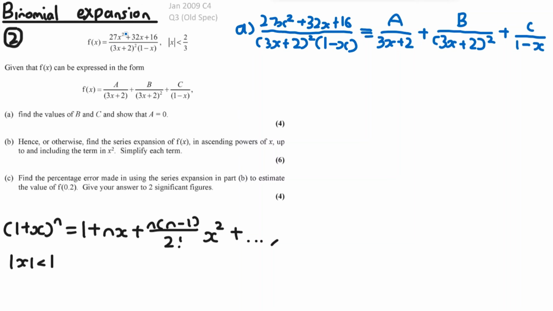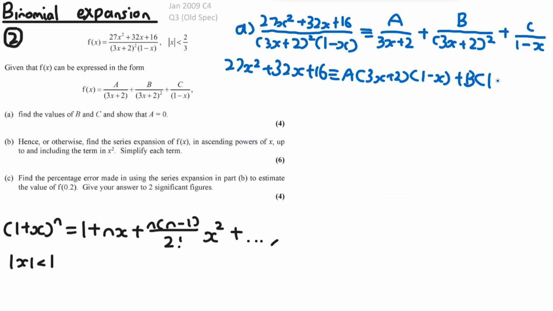So for question 2 part A, we're given this function here, and we basically just need to split it up into partial fractions to find the value of b and c, and we need to show that a is equal to 0. So first of all, let's multiply everything here by the denominator here. So it becomes on this side 27x squared plus 32x plus 16 is equivalent to, so one of the (3x plus 2)'s is used to cancel out this, so we're left with a of (3x plus 2)(1 minus x) plus b, and then both the (3x plus 2)'s are used to cancel out the denominator.